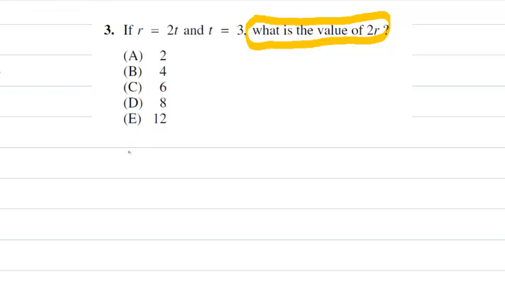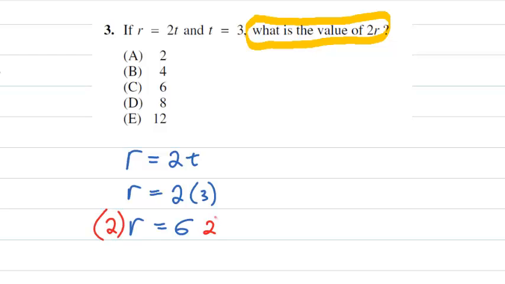So let's go ahead and start. r equals 2t. They're saying t equals 3. A good rule of thumb would be to always plug in something like this 3 here with parentheses. So r equals 2 times 3. r equals 6. So what I was saying about the prompt is not to choose 6 as your answer, because that's not what they're asking us. They're asking us what 2r is. So if I want to take this r and turn it into 2r, that means I have to multiply both sides by 2. And if r equals 6, that means that 2r equals 12. And that would be your answer on that problem.